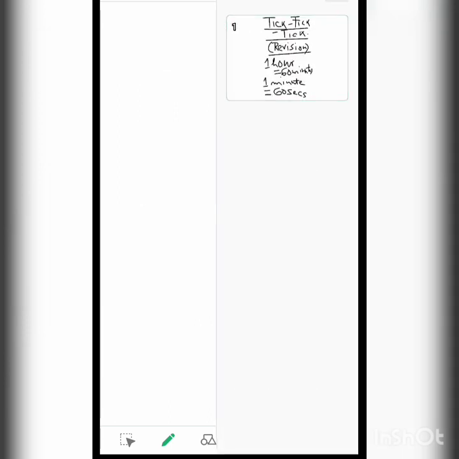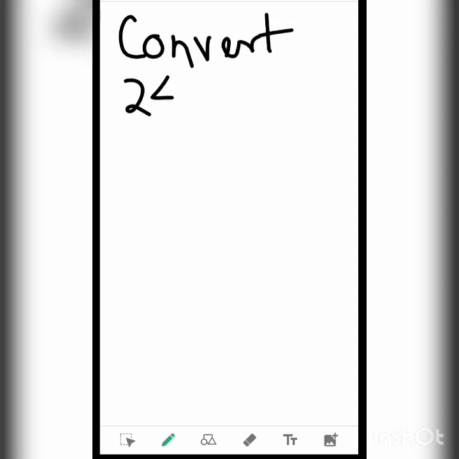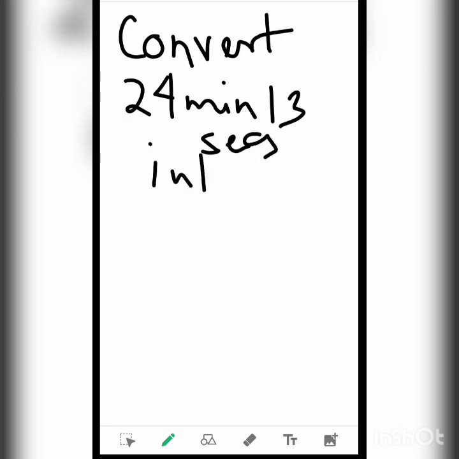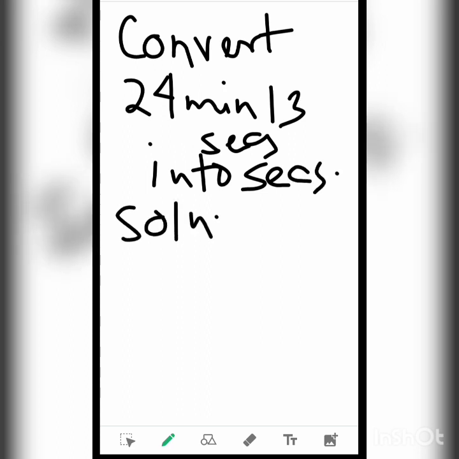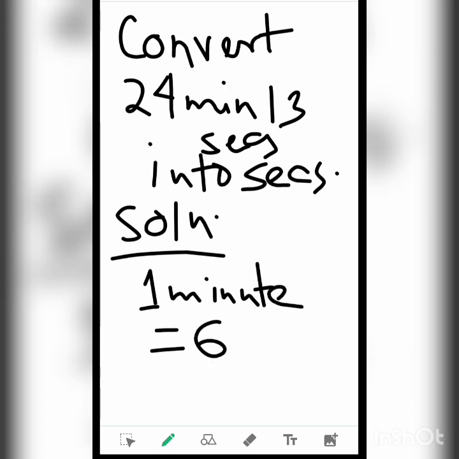Next, suppose I have been given a question: convert 24 minutes 13 seconds into seconds. Now how will I solve that? My solution would begin like this. First of all, I will write solution: 1 minute is equal to 60 seconds.